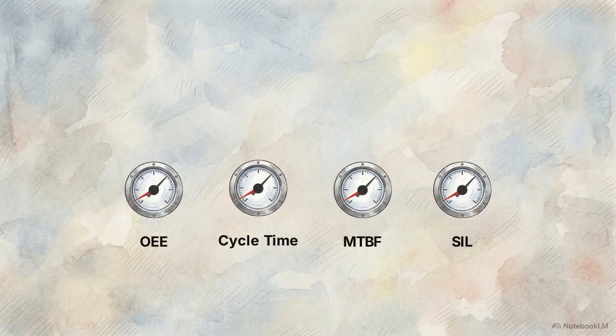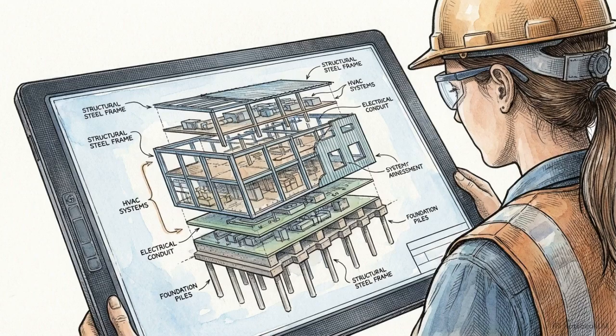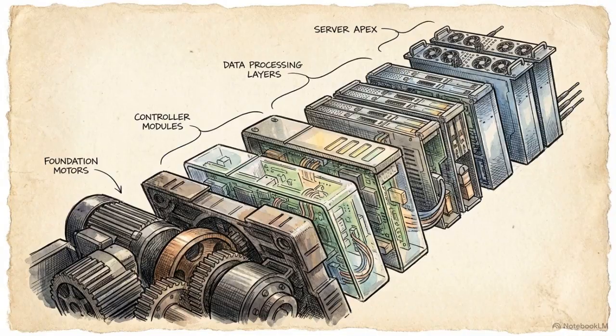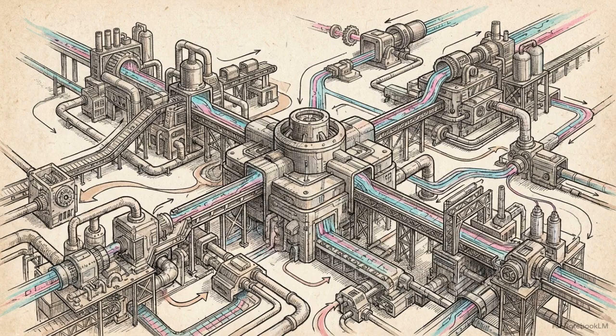This dashboard shows the exact metrics used to judge these systems. Success is quantified through overall equipment effectiveness, reduced cycle times, precise tracking of mean time between failures, and meeting rigorous safety integrity level targets. To understand how engineers achieve these targets, we have to build the architecture from the ground up, starting at the physical bedrock of the factory floor and moving all the way up to the enterprise IT layer. True automation requires engineering a seamless flow of data across multiple levels of hardware to generate systemic, plant-wide efficiency.